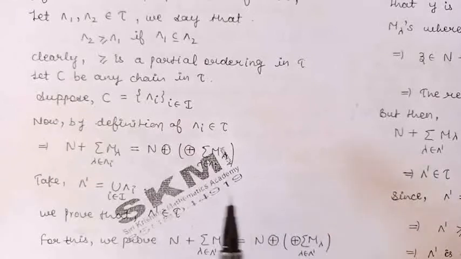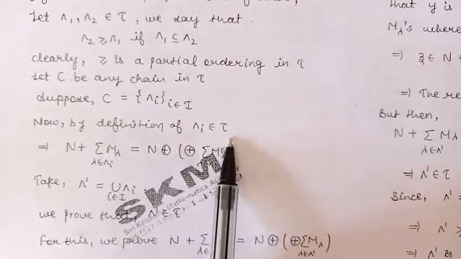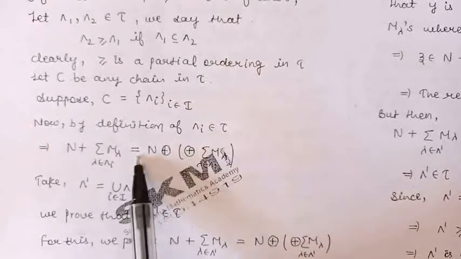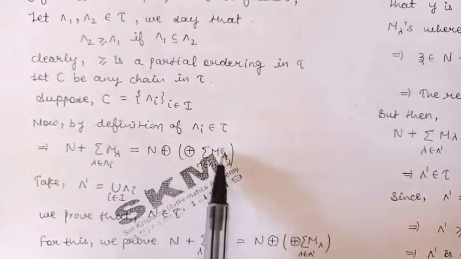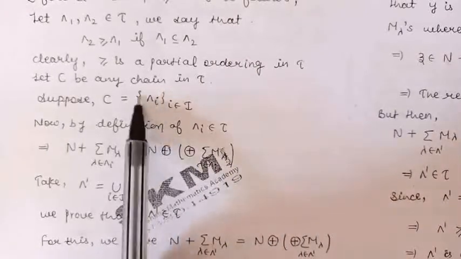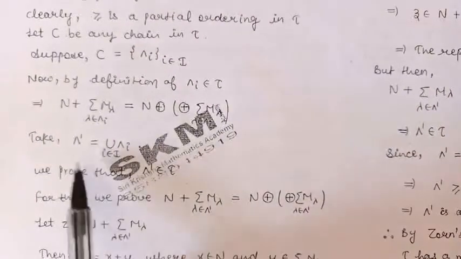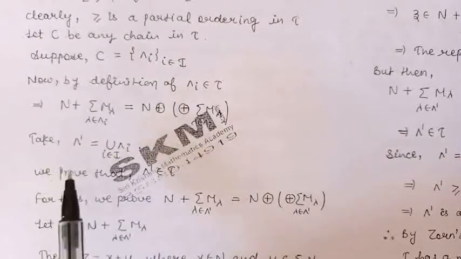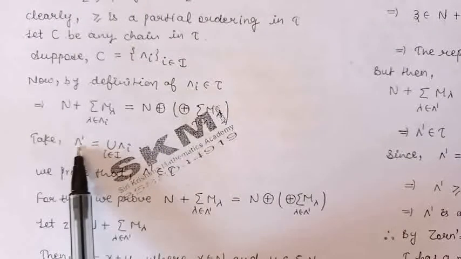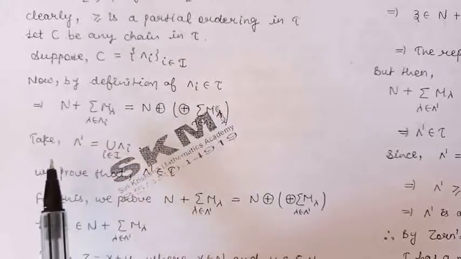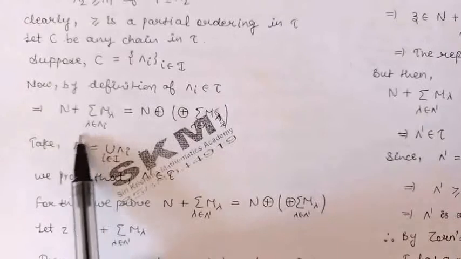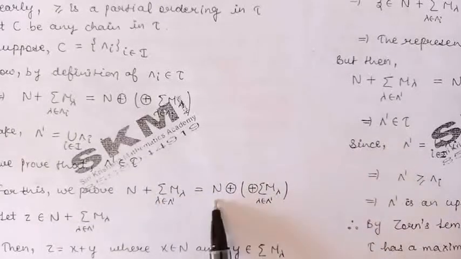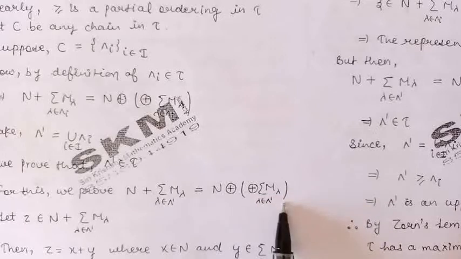So by definition of these members, because these belong to tau, by definition of this family tau, the linear sum of N and the summation of M lambda will be the same as N direct sum the summation of M lambda, where lambda belongs to these lambda i's. Now let us take lambda dash, the union of these lambda i's. Then we claim that this is a member of tau, and this will be an upper bound for the chain. So in order to prove that this is a member of tau, we will have to prove that the linear sum of N with the summation of M lambda is equal to N direct sum the summation of M lambda.